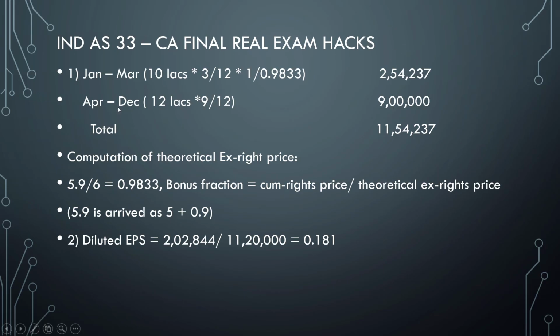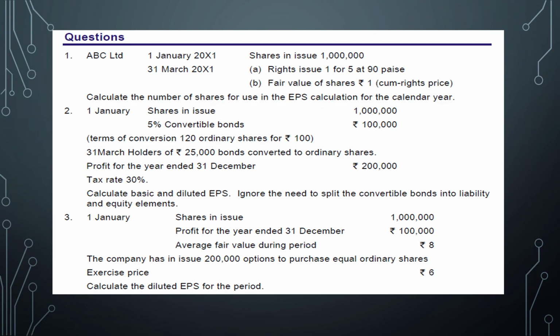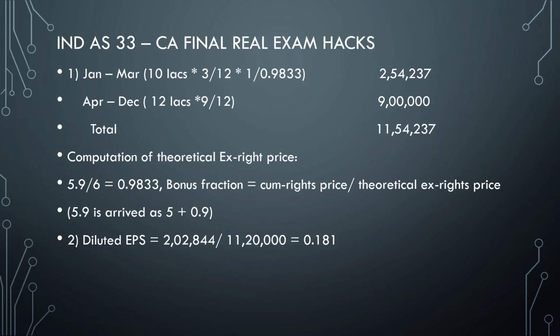2,54,237 shares, and April to December is 12 lakhs into 9 by 12 shares, that will give you 9 lakhs. So overall, the total shares result in 11,54,237. So I repeat, the answer for the number of shares is 11,54,237.